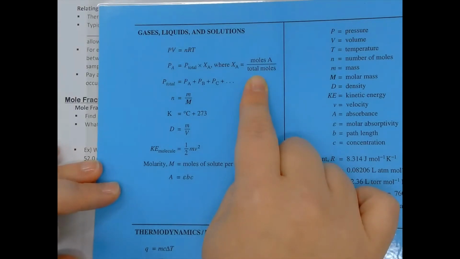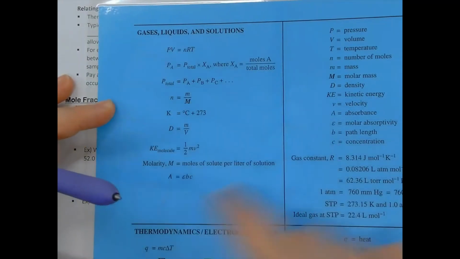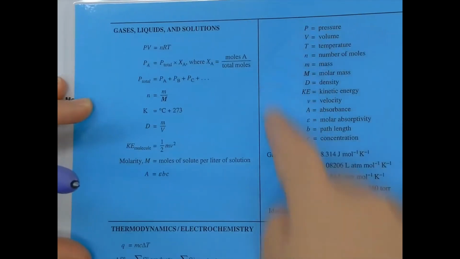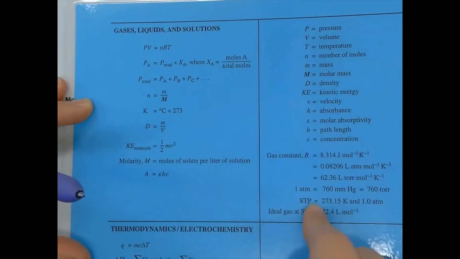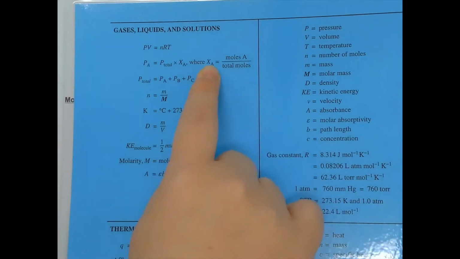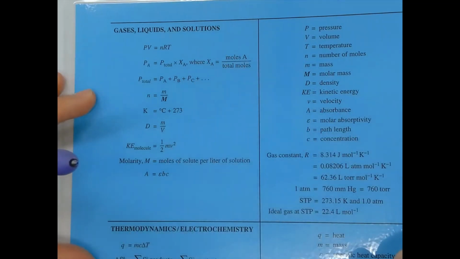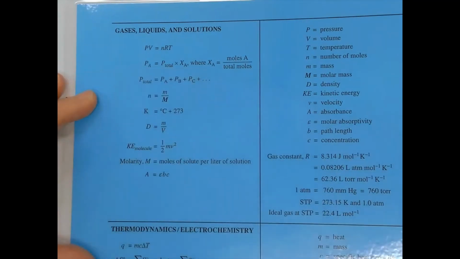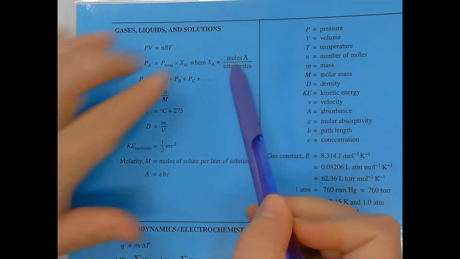So I want you guys to find these things. So the way these are organized, we've got equations on the left, we've got constants and variables on the right. Now, they don't tell us what X is. They don't say, hey, X is the mole fraction, which is rude, right? They should tell us what that is. But this is our equation for it.